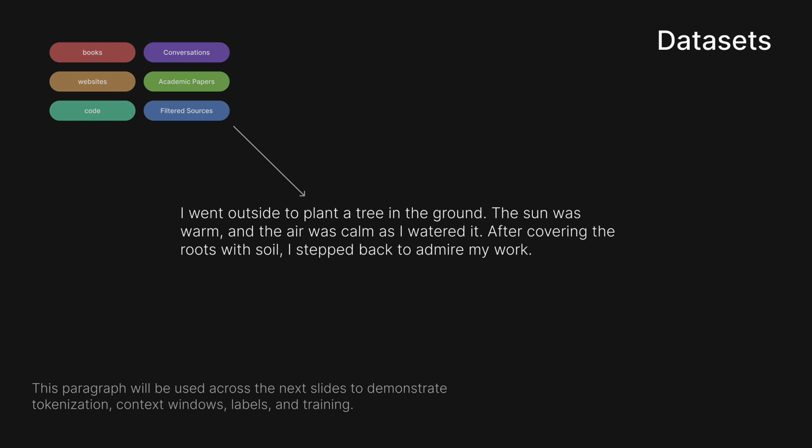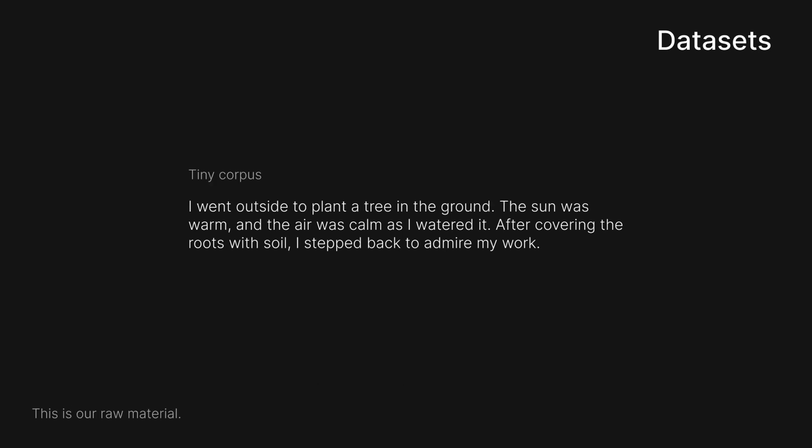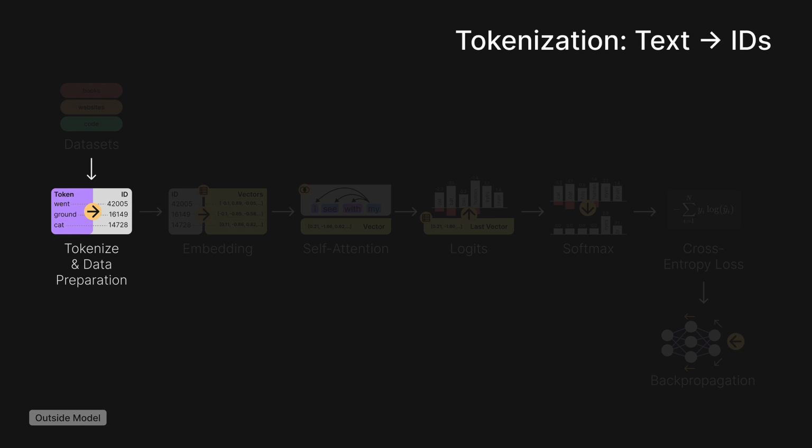I went outside to plant a tree in the ground. The sun was warm and the air was calm as I watered it. After covering the roots with soil, I stepped back to admire my work. Now that we have our tiny corpus, really small, this is called our raw material. This needs to now be pre-processed. And the very first thing that happens is tokenization.